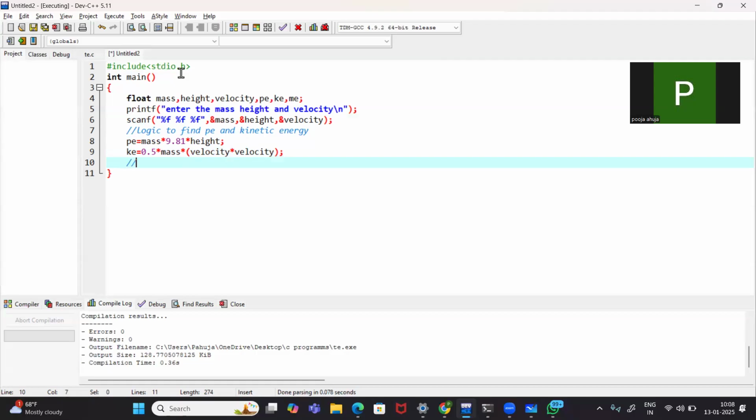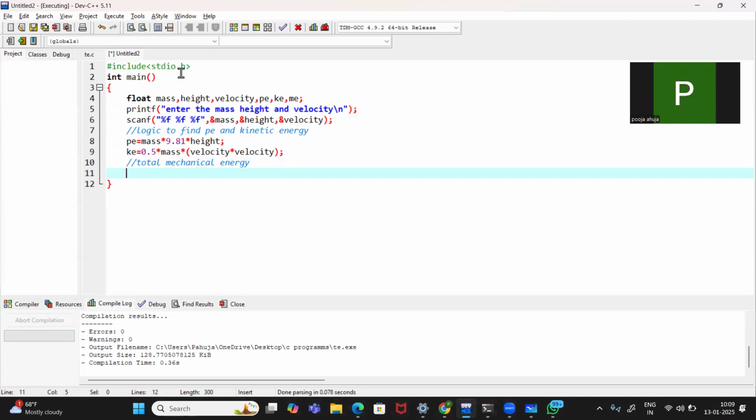Then finally what we have to find? We have to find the total energy, or I can call it total mechanical energy. So how am I going to find it? By adding potential energy and kinetic energy. So I am taking the variable me to store my total mechanical energy, and how am I storing? By adding the potential energy plus kinetic energy.